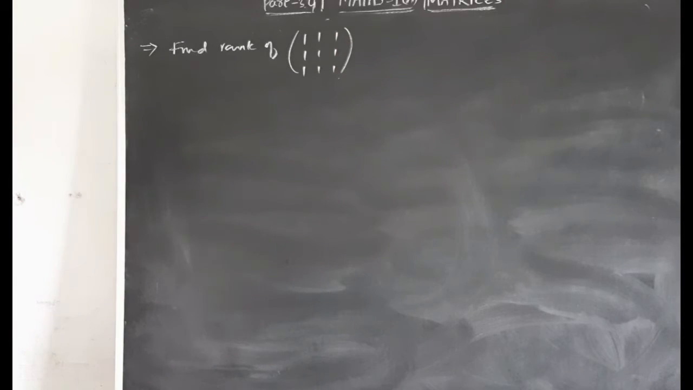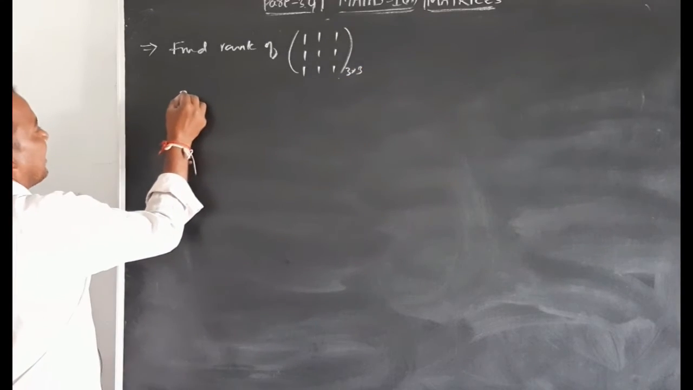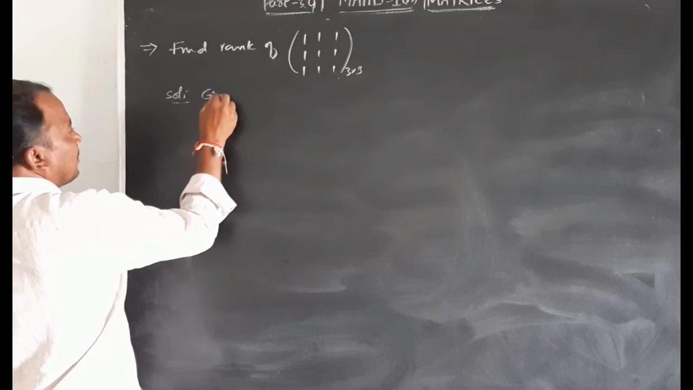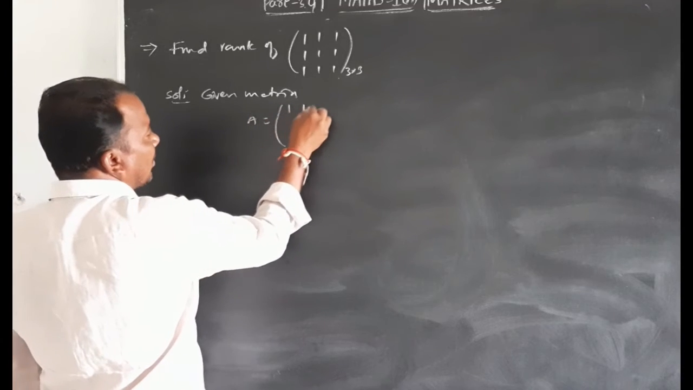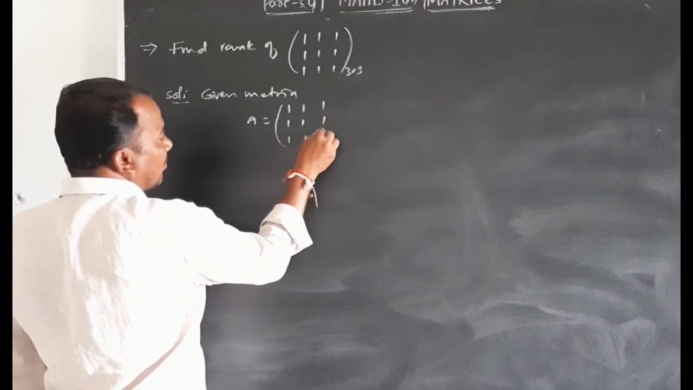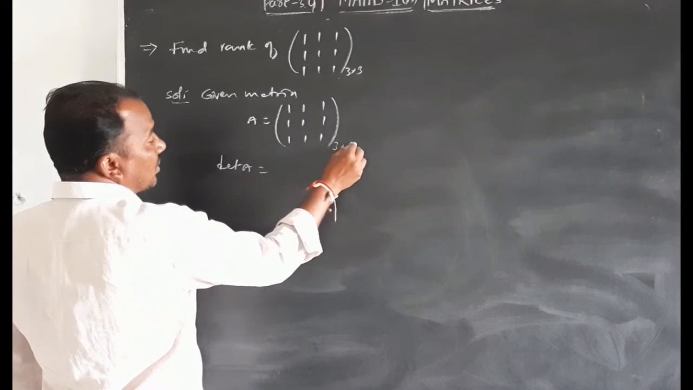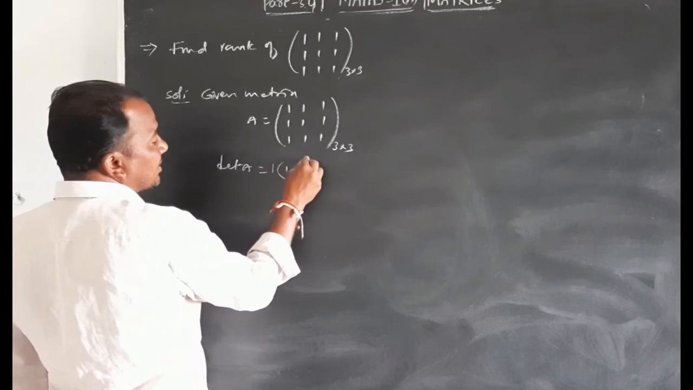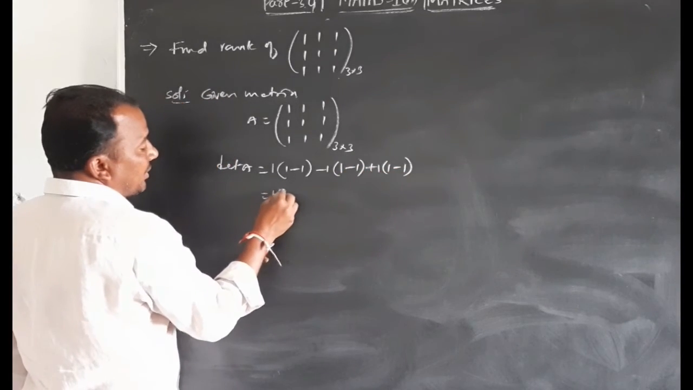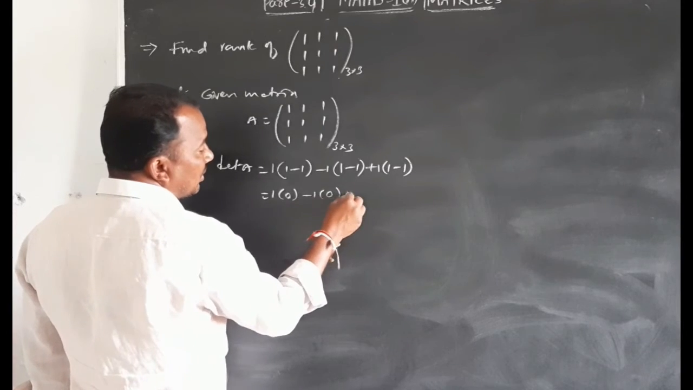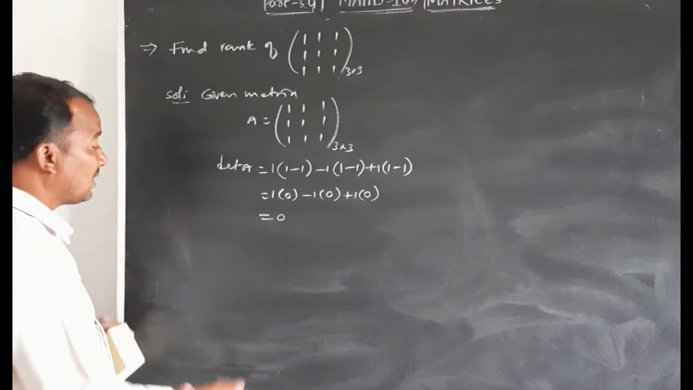Next, find the rank of the matrix with all entries 1, a 3 by 3 square matrix. Given matrix A equals 1 1 1, 1 1 1, 1 1 1. Find det A: 1 into (1 minus 1) minus 1 into (1 minus 1) plus 1 into (1 minus 1), which is 1 into 0 minus 1 into 0 plus 1 into 0, equal to 0. So the 3 by 3 matrix is singular.